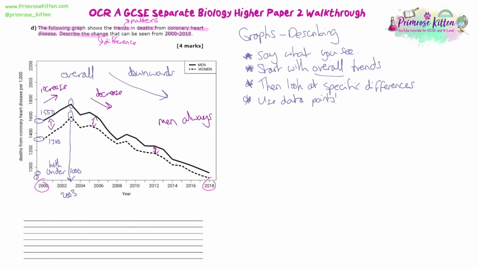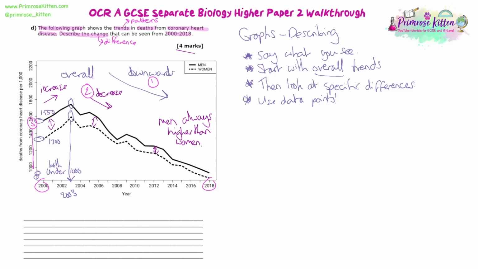And then we've got this difference that we can see between the two lines, that men always had a higher number of deaths than women. So that line for men is always higher than women the whole way down. If at any point it swapped or it changed, that would be another thing we could talk about. So men was higher than women until a certain point and then it changed. But in this case, it stays the same throughout.